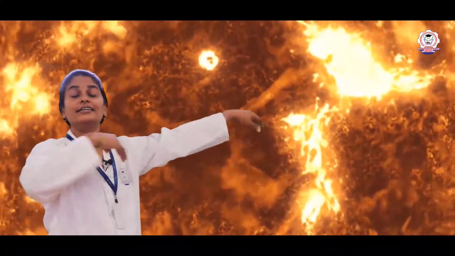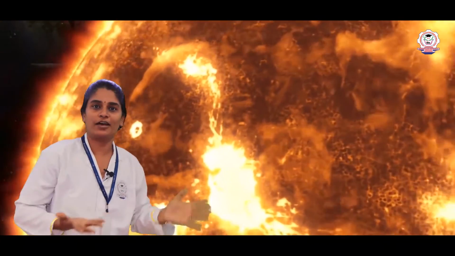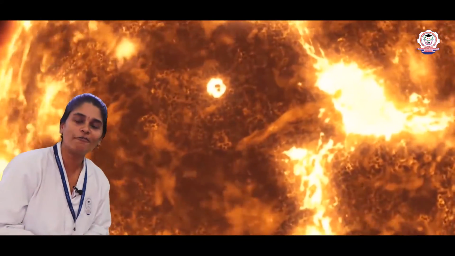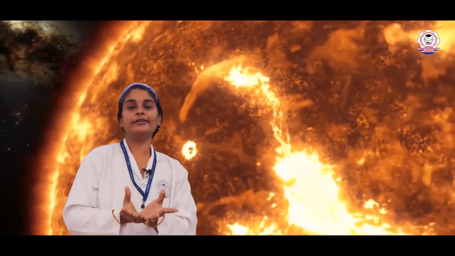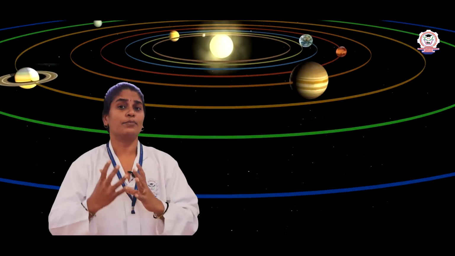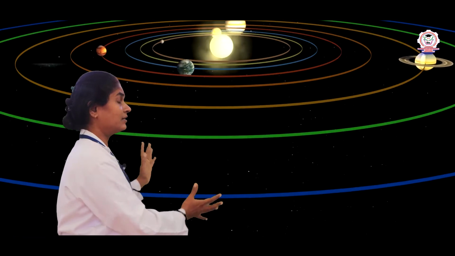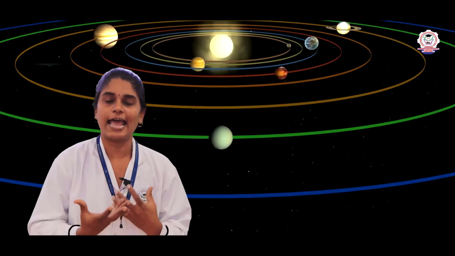You can see here the sun. The sun is a huge ball of fire. What is it? It's a huge ball of fire, right? It has a large amount of hydrogen and helium, and it has a very high temperature, right? And also the sun gives us heat and light.